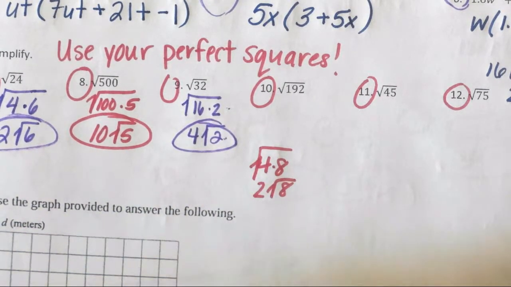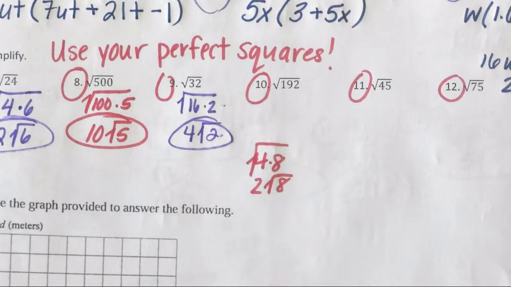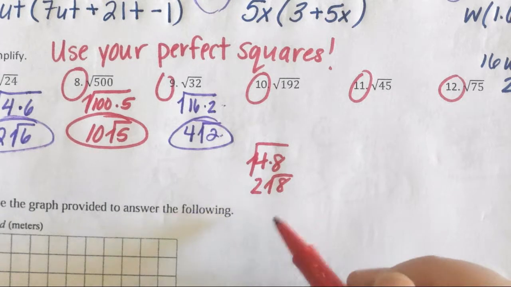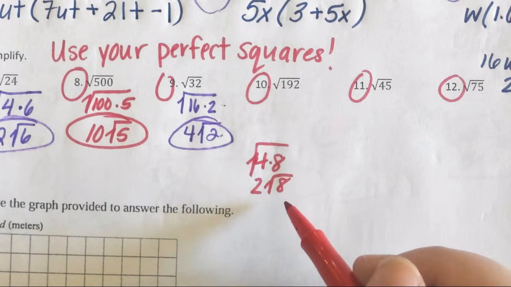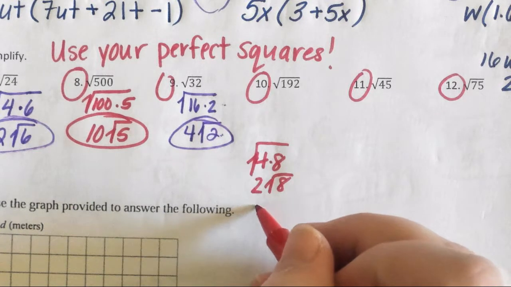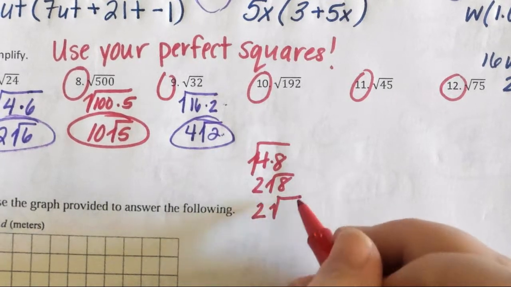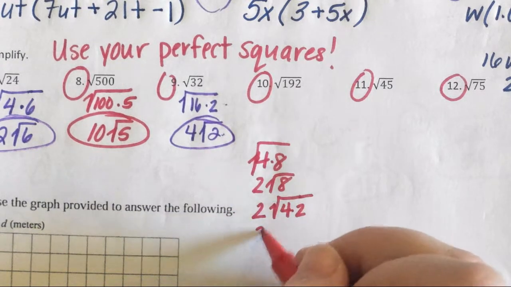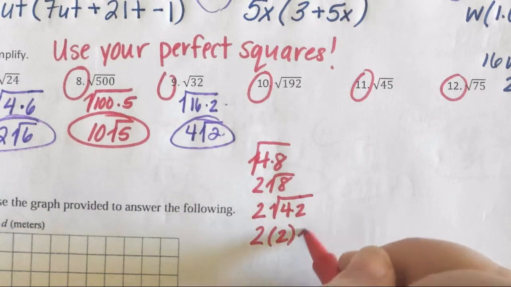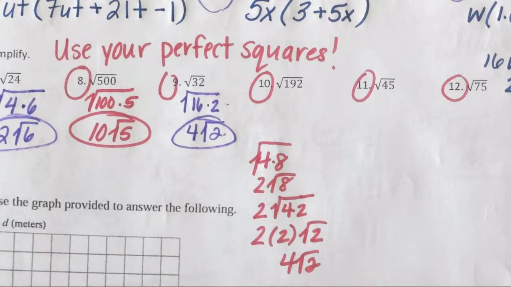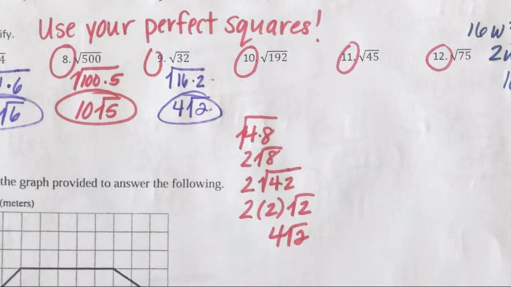If I try to do Grant's way rather than Jim's way, I'm actually going to end up creating a lot more work for myself. Jim's way was easier, only 2 steps. Grant's way is going to require a little more work because we have to simplify. 8 is really 4 times 2. I know what the square root of 4 is. It's 2. So I get 4 square roots of 2 at the end. What took me 2 steps is now taking me 5 steps.